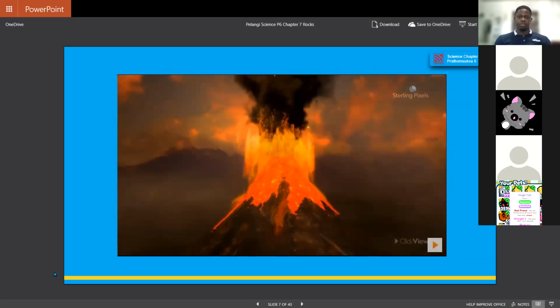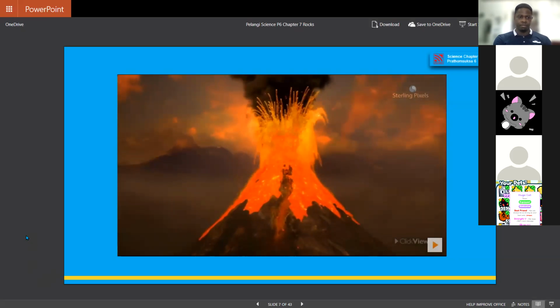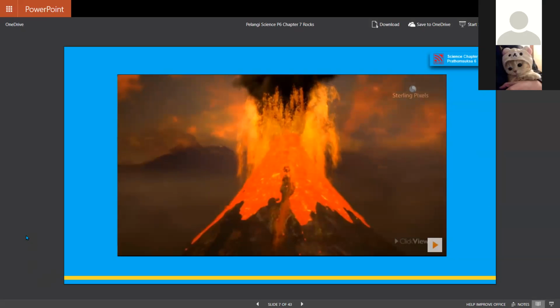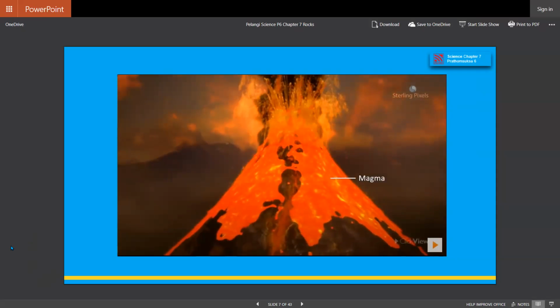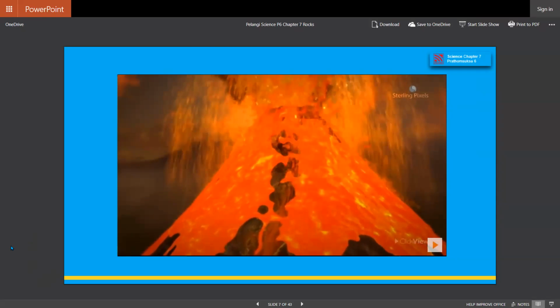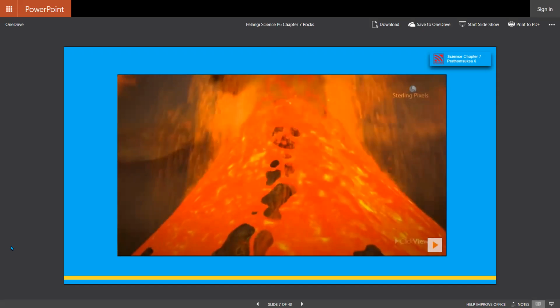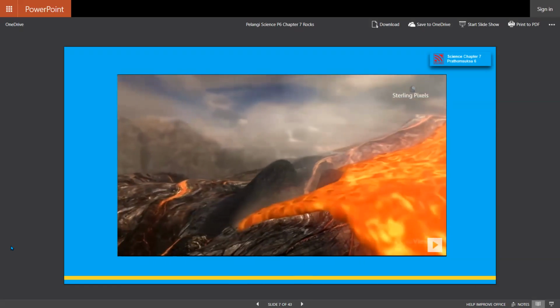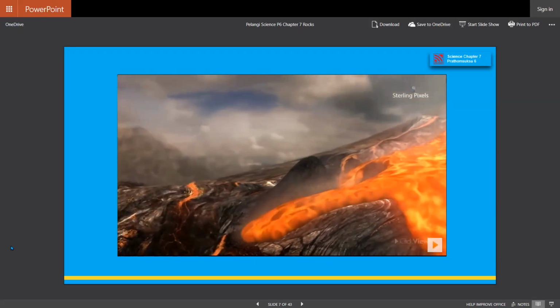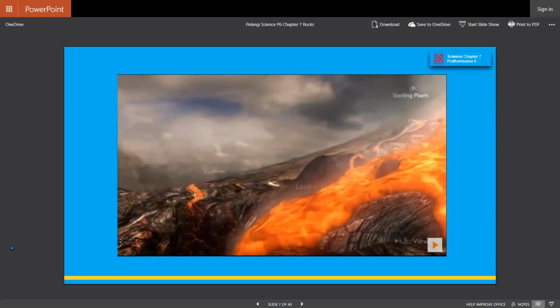The liquid rock matter that we see coming out from volcanoes is called magma. It is a hot liquid made of melted minerals. When this magma reaches the Earth's surface, it is known as lava.